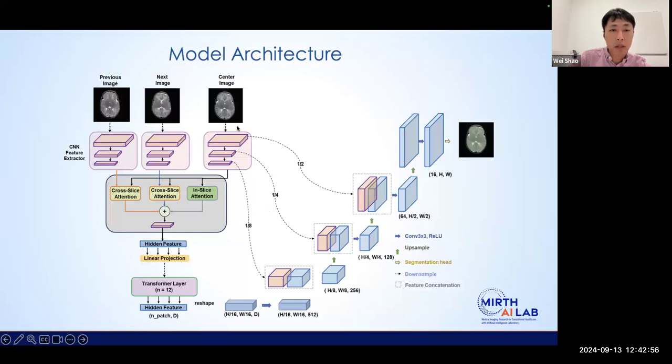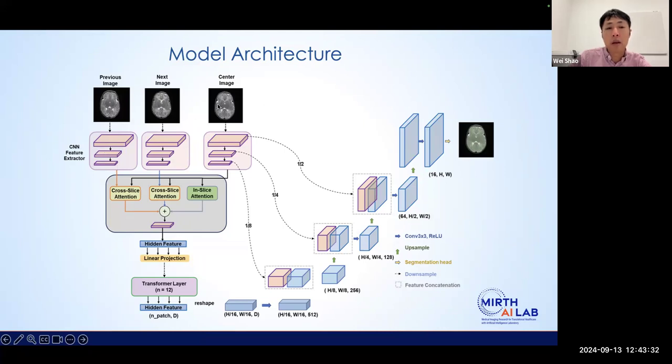So the idea we have is that we want to predict the location of the brain on this 2D MRI slice. What we do is take its previous slice and its next slice, because we found that even for humans annotating the brain, it's more useful to visualize the neighboring slices. So we design a cross slice attention module to learn the correlation between the previous slice and next slice with the center slice.